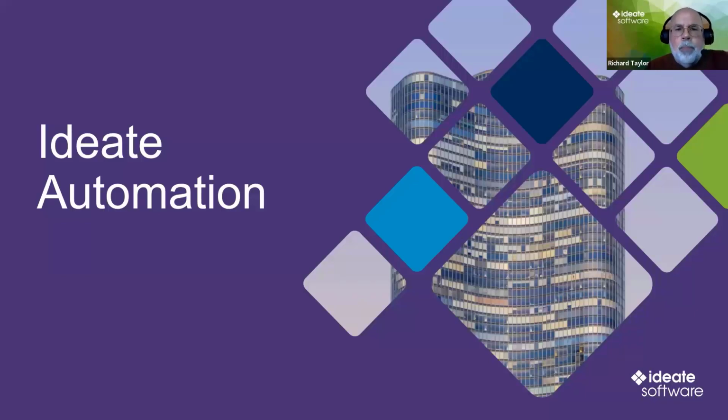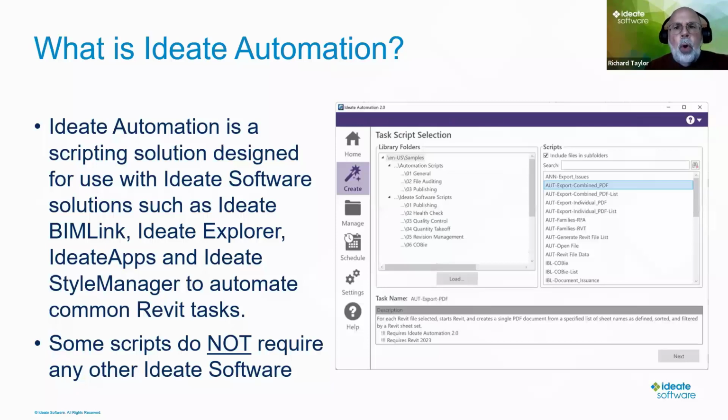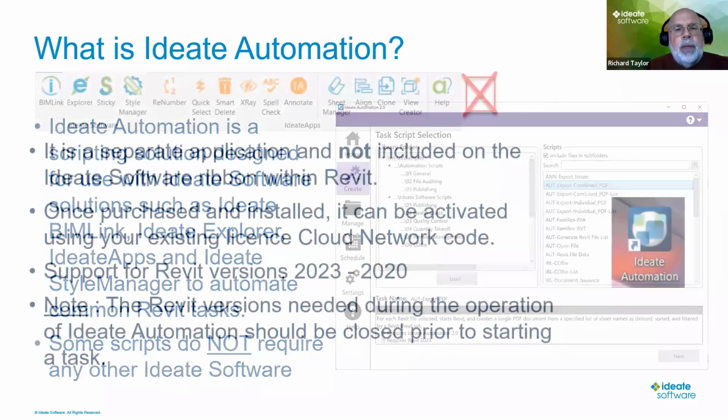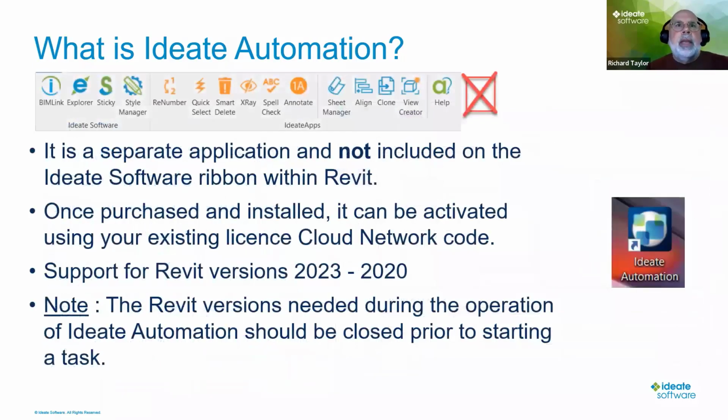So now I'm going to bring all of this together into Ideate Automation. So what is Ideate Automation? I'm sorry, Dana, it's probably the best way to describe it is it's sort of Dynamo for Ideate software, but it allows you to script our solutions. And just like with Ideate BIMLink, we've built a number of scripts that are already ready to go that you can use for things like, let's say, creating a PDF sheet set.